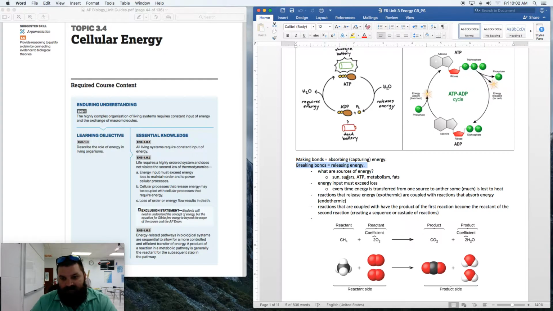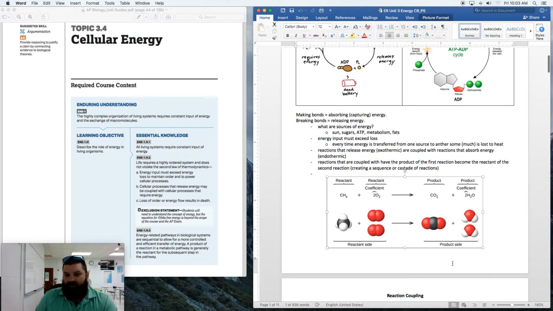When you have a reaction that releases energy, that reaction can be used to fuel other reactions that require energy. Or you may have a cascade effect where one reaction powers the next reaction and that powers the next. Often the product of the first reaction becomes the reactant of the second reaction, and the product of the second becomes the reactant of the third, and so forth.